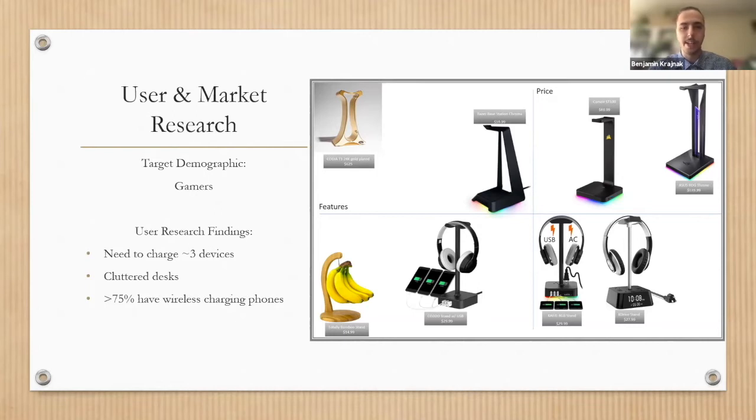So we see here that we just kind of broke things up by what they could do and how much they cost. And as you can see, they're all pretty small. They all generally have up to 3 charging ports and the capability of holding a headphone stand or a pair of headphones.